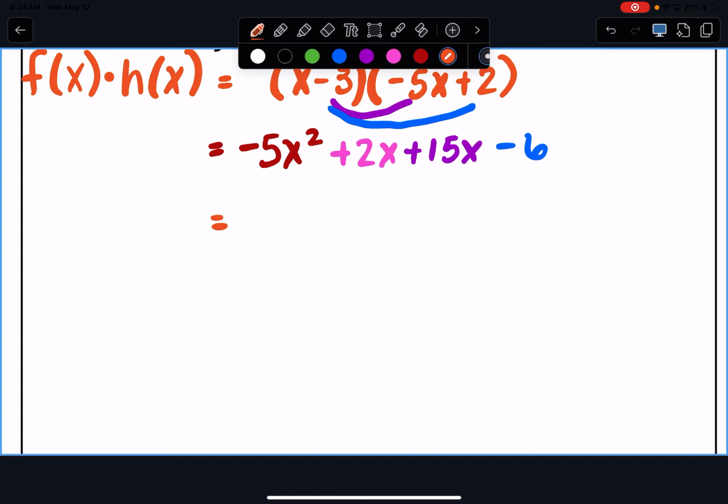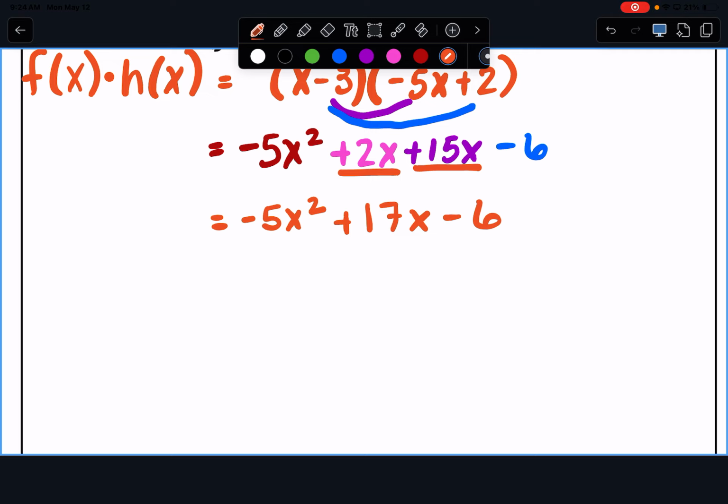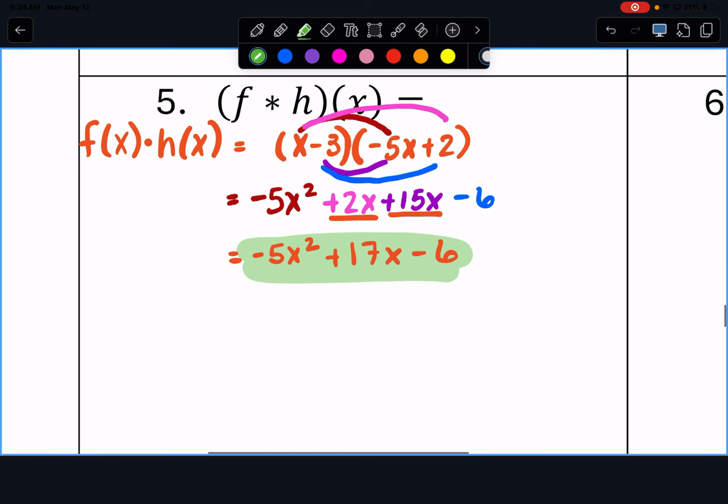So to combine our like terms from here, does negative 5x squared have any friends? No. So we bring it down. Does 2x have any friends? Yes, 15x. So 2x plus 15x is 17x. Does negative 6 have any friends? No. So we're going to bring it down. And that right there is our answer to number 5.